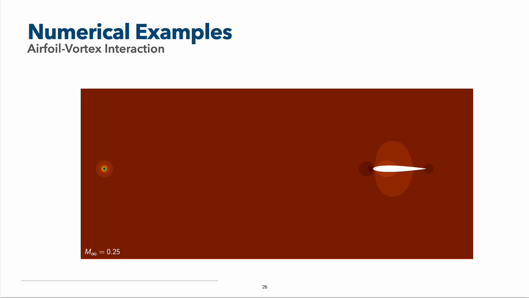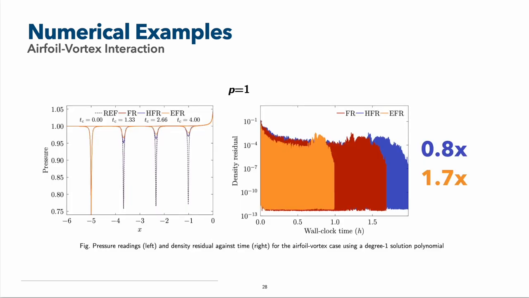So here's a snapshot of the pressure during the onset of the interaction. So here's at the beginning and now with the onset of the interaction. So we collected some quantities, including pressure readings at different simulation times, and compared them against the run with a finer mesh in a regular FR scheme. We compare results with FR in red, HFR in blue, and EFR in yellow.